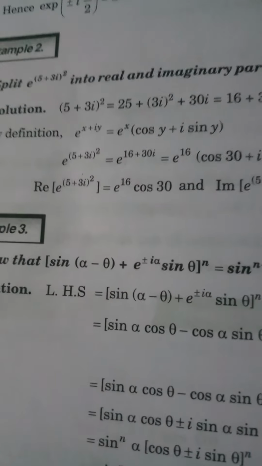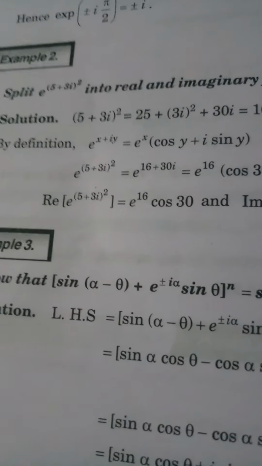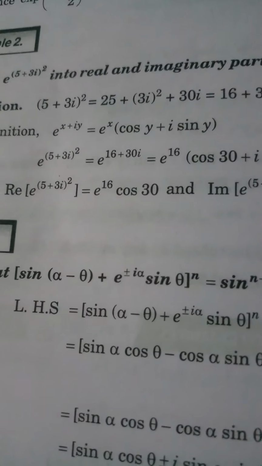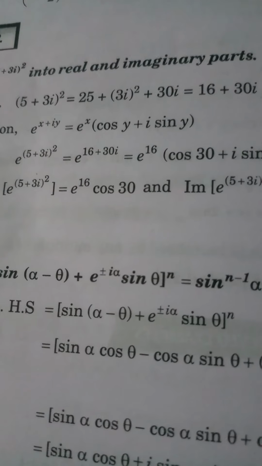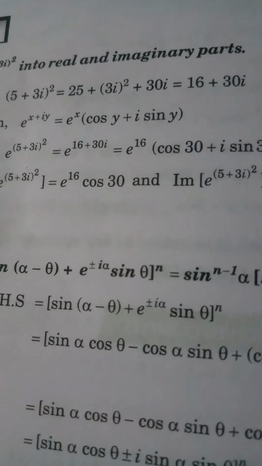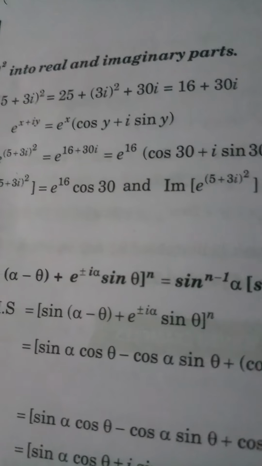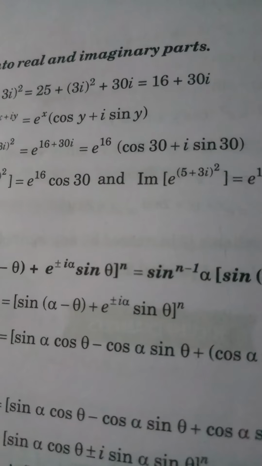Example 2 is important. Split e^((5 + 3i)²) into real and imaginary parts. Solution: we will expand (5 + 3i)². It is equal to 25 + (3i)² + 2 into 5 into 3i, which comes out to 30i. Solving this expression, we will get 16 + 30i.